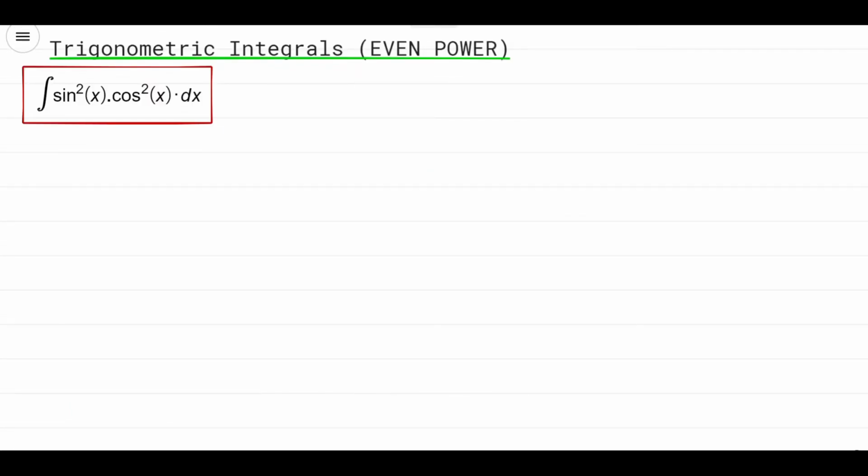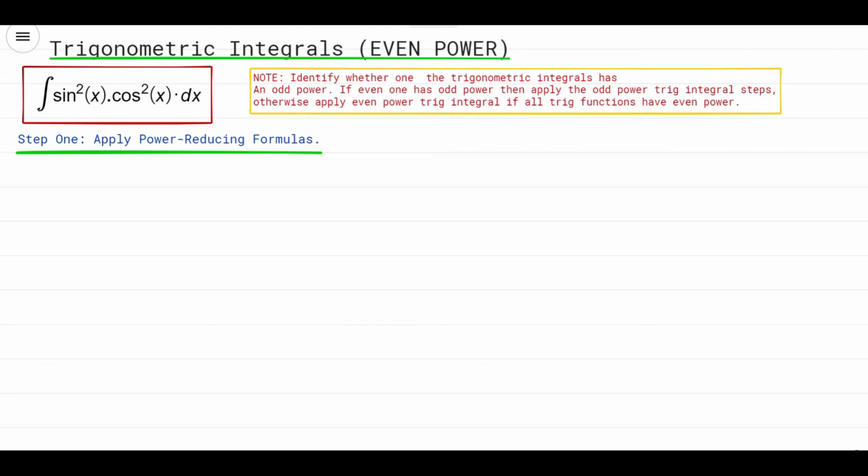So now in this example, we have sine squared times cosine squared times dx. And for step 1, we're going to apply the power reducing formulas as we did in the other problem. And same note, we want to identify the trig integrals, whether it has an odd power. If it has even one odd power, then we apply the odd properties.